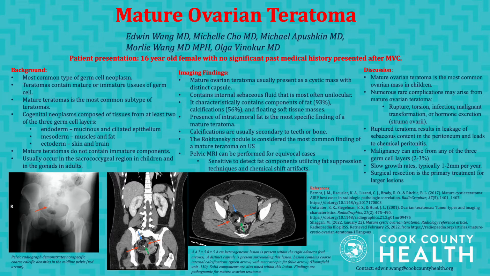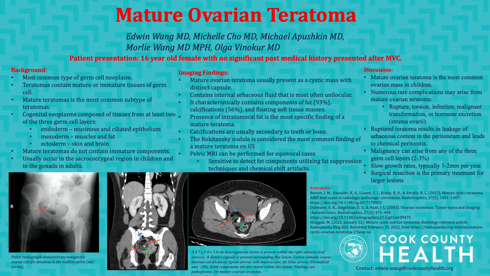So the presence of intratumoral fat is the most specific finding of a mature teratoma. Calcifications are usually secondary to teeth or bone, usually shown as coarse or linear calcifications. The Rokitansky nodule is considered the most common finding of a mature teratoma on ultrasound. It presents as a source of squamous epithelium and hair within teratomas. So pelvic MRI can be done for equivocal cases and is very sensitive for detecting fat, utilizing fat suppression sequences and chemical shift artifacts.